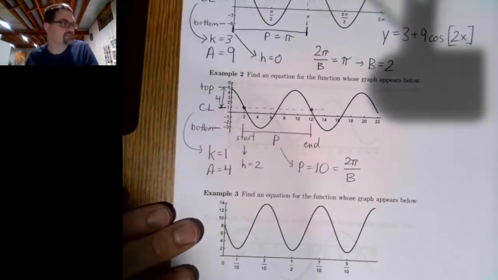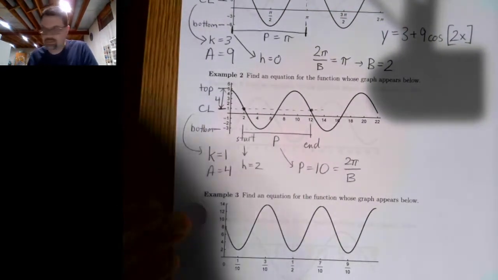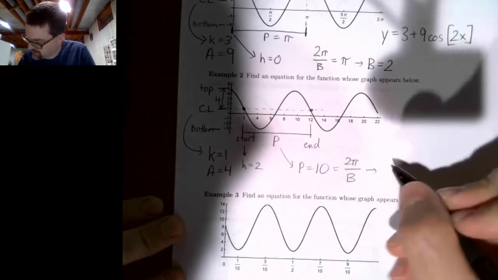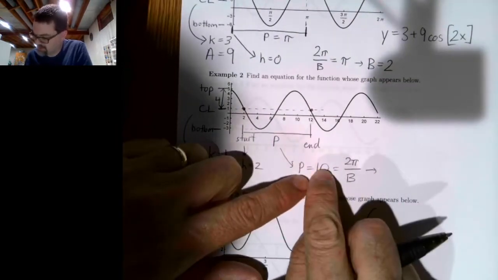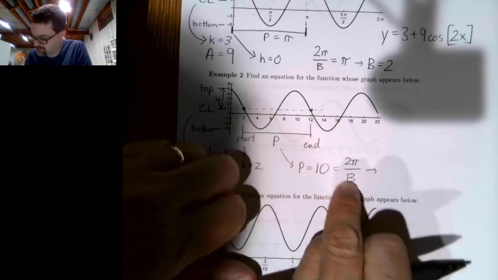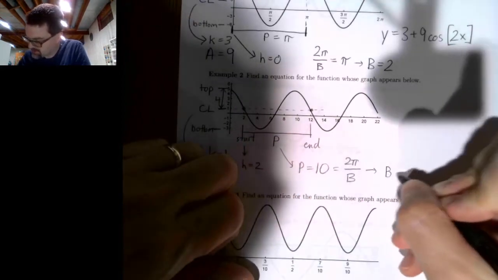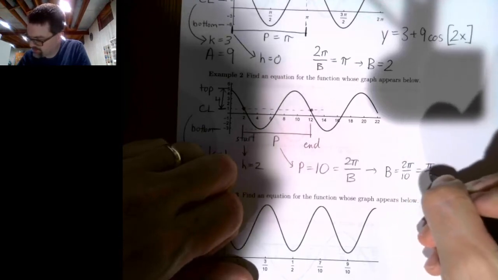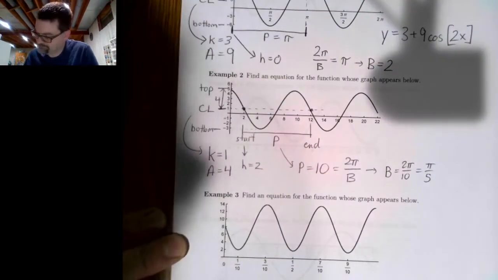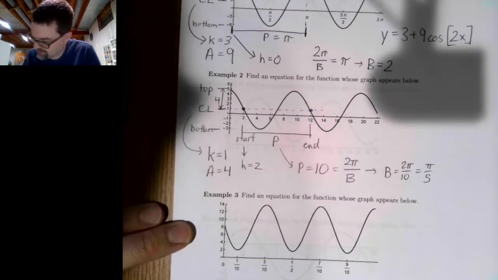And that will allow us to figure out b. One way to think of that: if we multiply both sides by b and divide both sides by 10, it just makes these two switch places. So b equals 2 pi over 10, which is pi over 5. So that's all our letters.